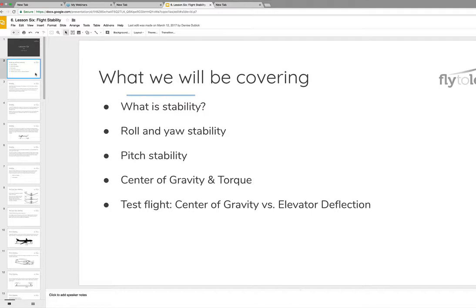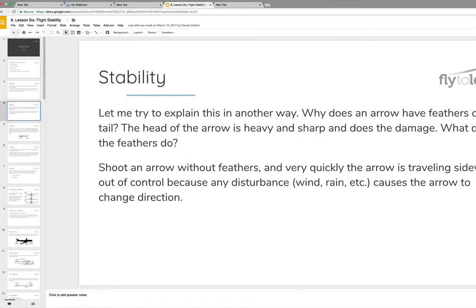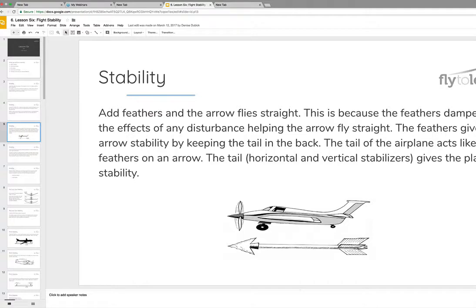What is stability? Pitch, roll and yaw. And how we do center of gravity and torque. You can go into as much of this as you want with your kids. We explain that a feather, and it's a great time to talk about a negative feedback loop, that feather is a negative feedback loop, that if you blow on the arrow with its feathers, it can correct for that.